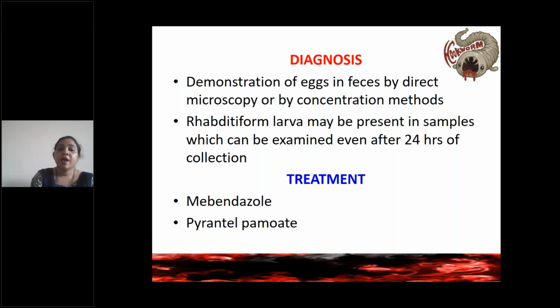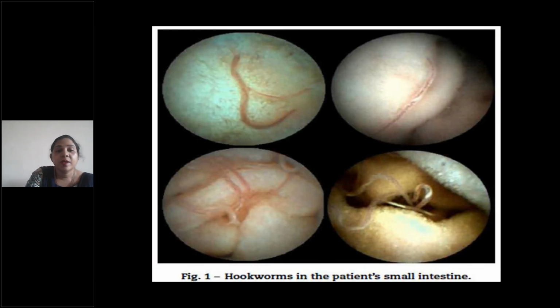Next, rhabditiform larvae may be present in the samples, which can be examined even after 24 hours of collection. Not only eggs, sometimes you can even detect larvae. Treatment: mebendazole and pyrantel. This is a hookworm, it is attached in the intestine. Can you see it?